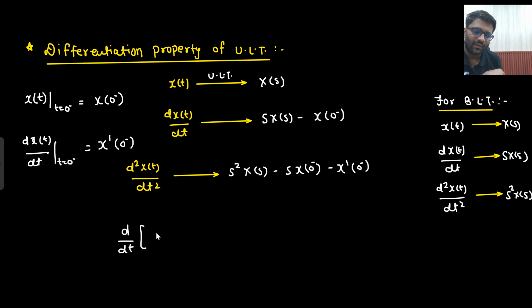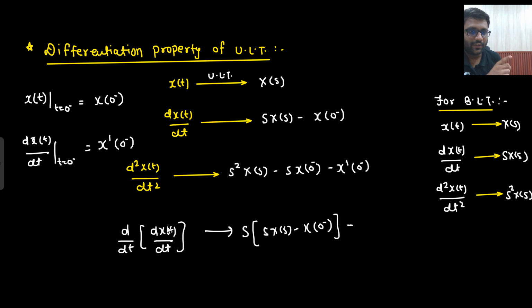d/dt of dx(t)/dt. So what is the Laplace transform of this one? That would be s into the Laplace transform of this one, sX(s) minus x(0-), minus the value of this particular function. Here what we were doing, in dx(t)/dt what we were doing? First we were putting s, then the Laplace transform of this one. What was that? X(s) minus the value of this particular function at t equals 0 minus. Here what we will do? Laplace transform of this one. For d/dt I will put s.